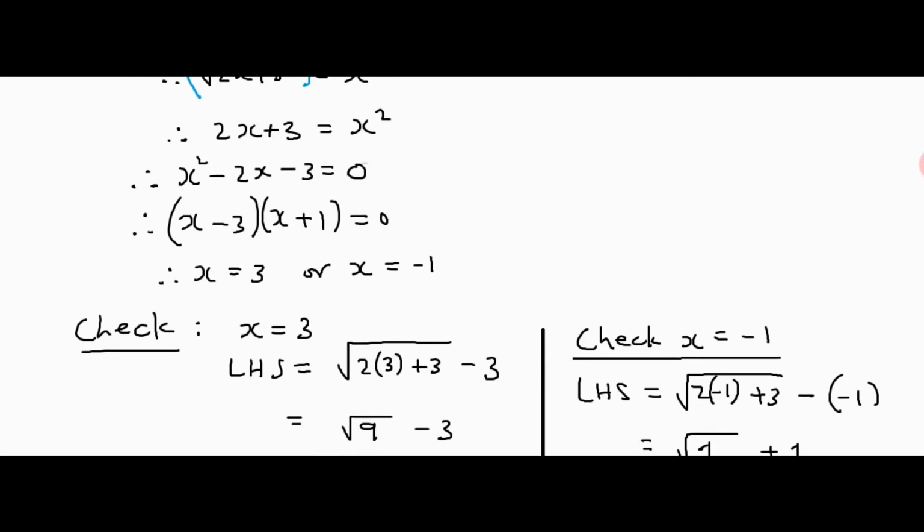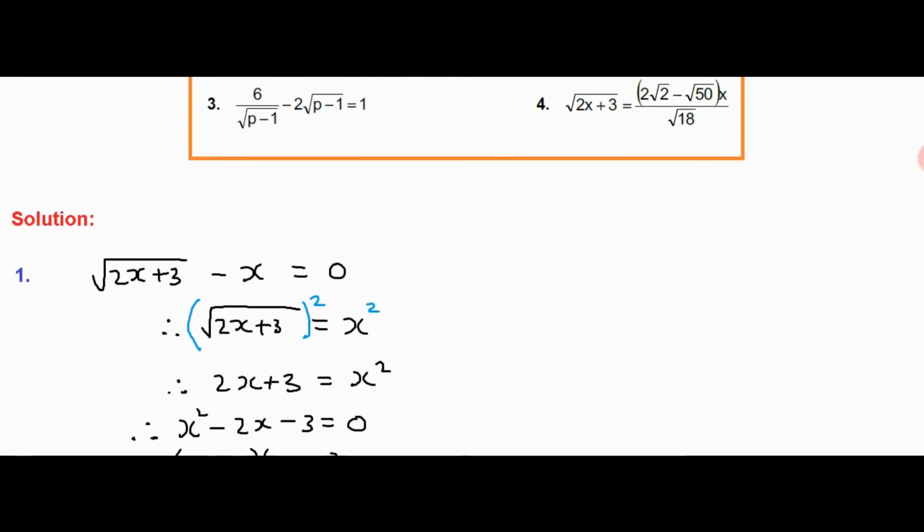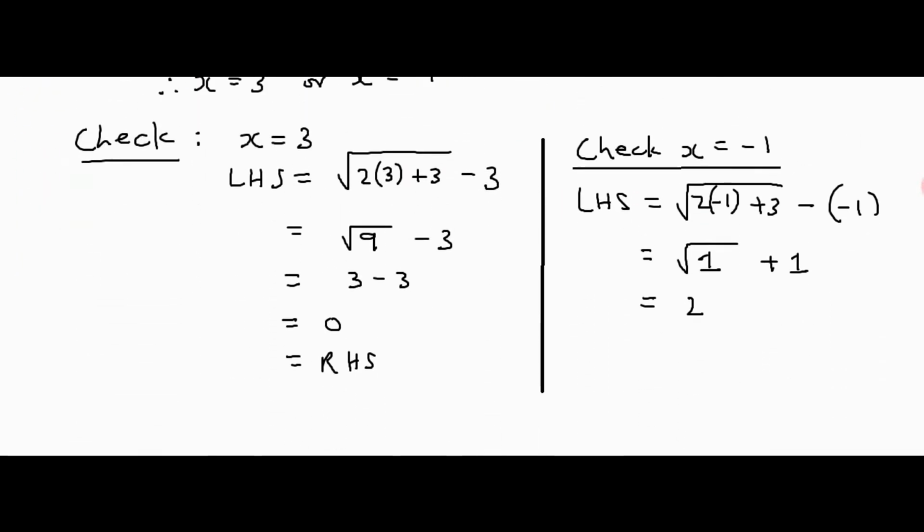And we can see that the right-hand side was 0, so 2 doesn't equal the right-hand side. And hence we can conclude that x equals 3 only.